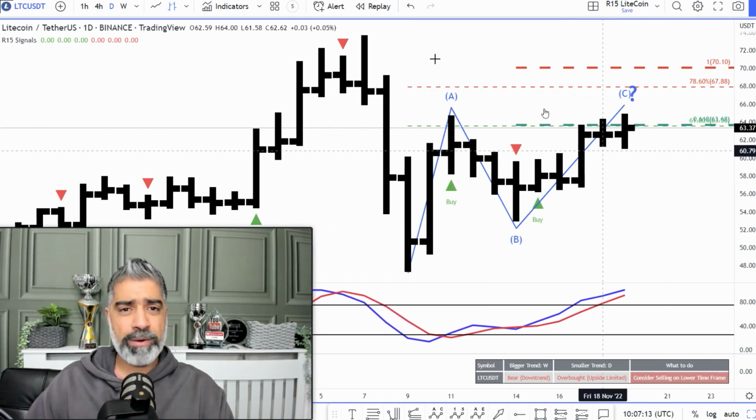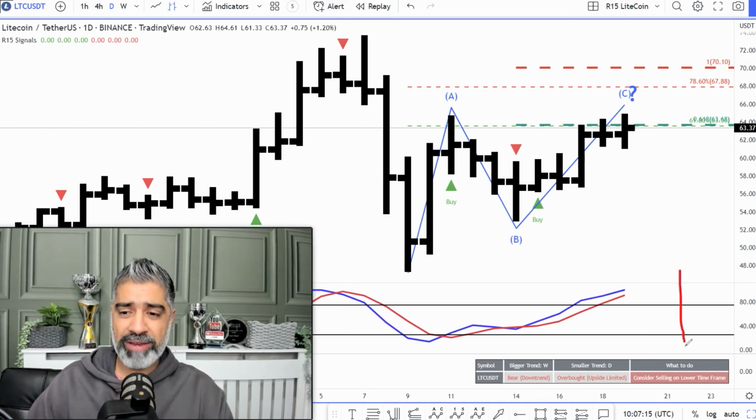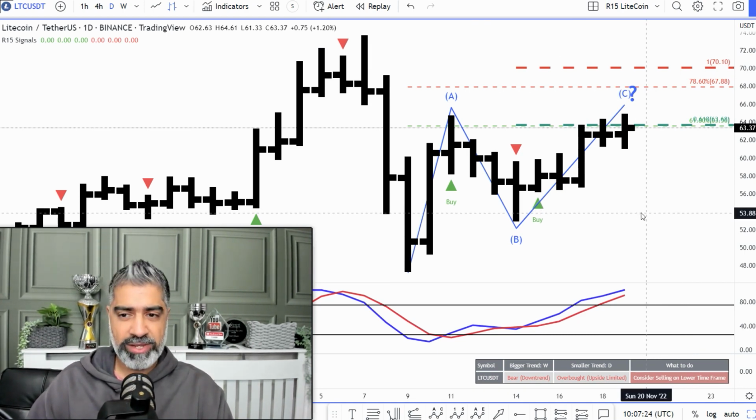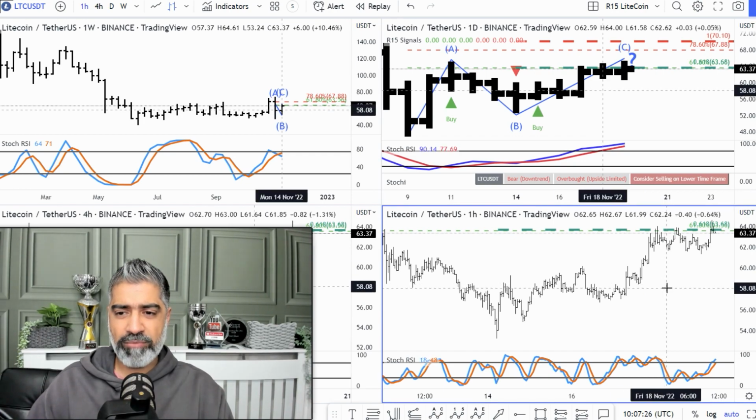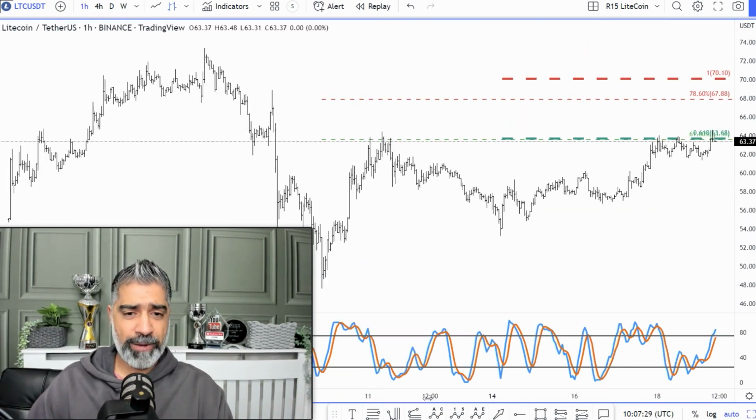So what we're going to do now, the indicator tells us to go to a lower time frame, consider shorting or selling on a lower time frame. So we're going to drop down to an hourly chart, and that's going to give us some more information. So let's just go down to the bottom right-hand corner. We're in an hourly chart now.